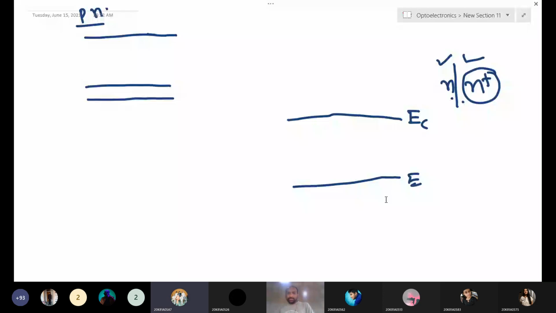Okay. So we know in an n semiconductor the Fermi level is, suppose, here. Now if you take the n plus region, the Fermi level goes up, right? Why? Because in the n plus region we are adding more free electrons. That means we are creating more free electrons.